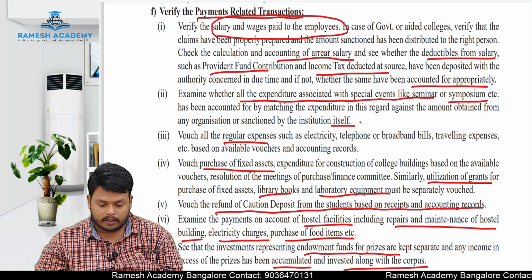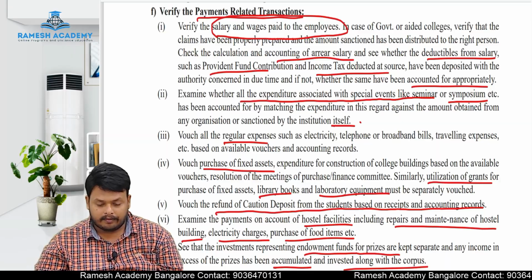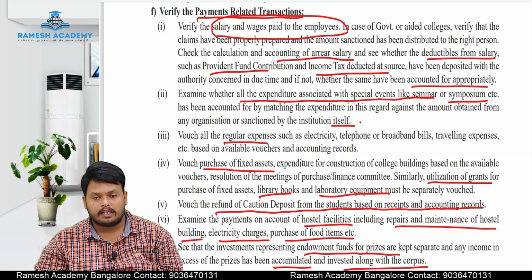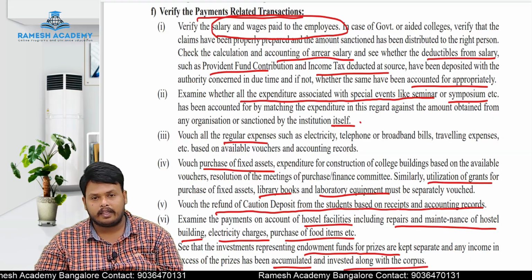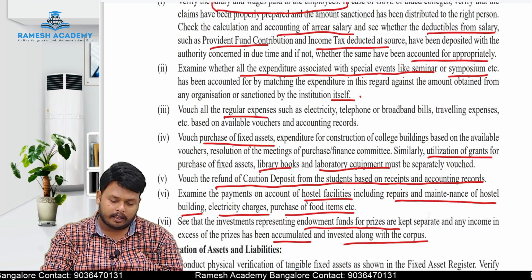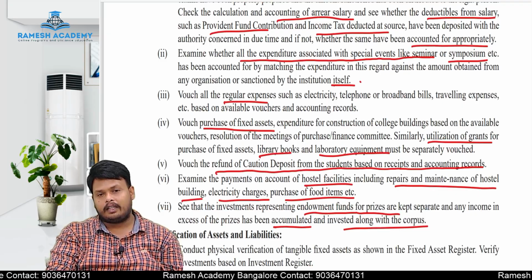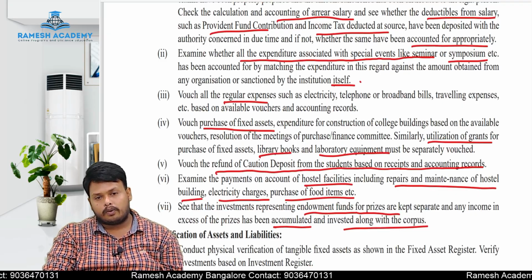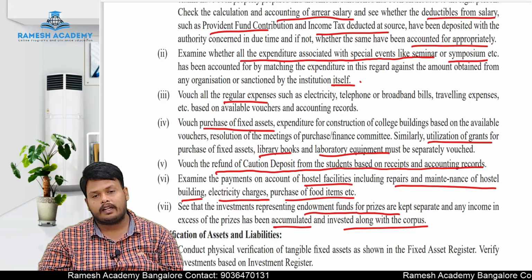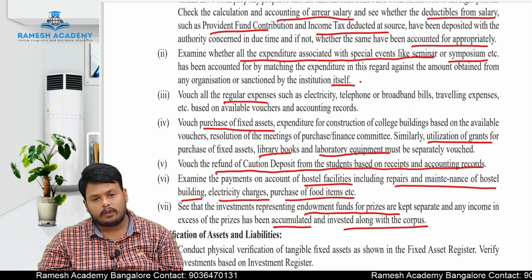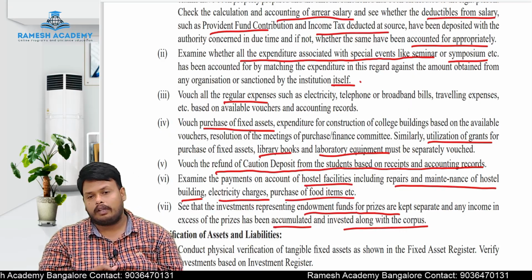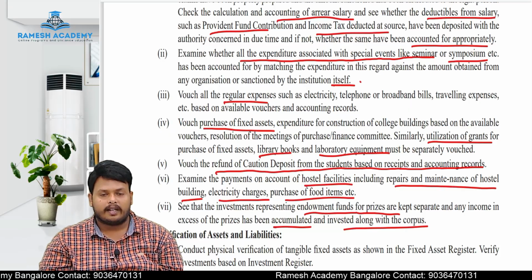They have to watch the refund of caution deposits to the students after the education is finished. Examine the payments: if a hostel facility is there, whether any expenditure related to the hostel which has been incurred is paid or not. And if any endowment funds are created, then those funds must be utilized only for the purpose for which they were created. If an excess amount is there, it should be deposited back to the fund account, and the fund account should be invested. Any income generated out of those fund accounts should be credited to those fund accounts only.